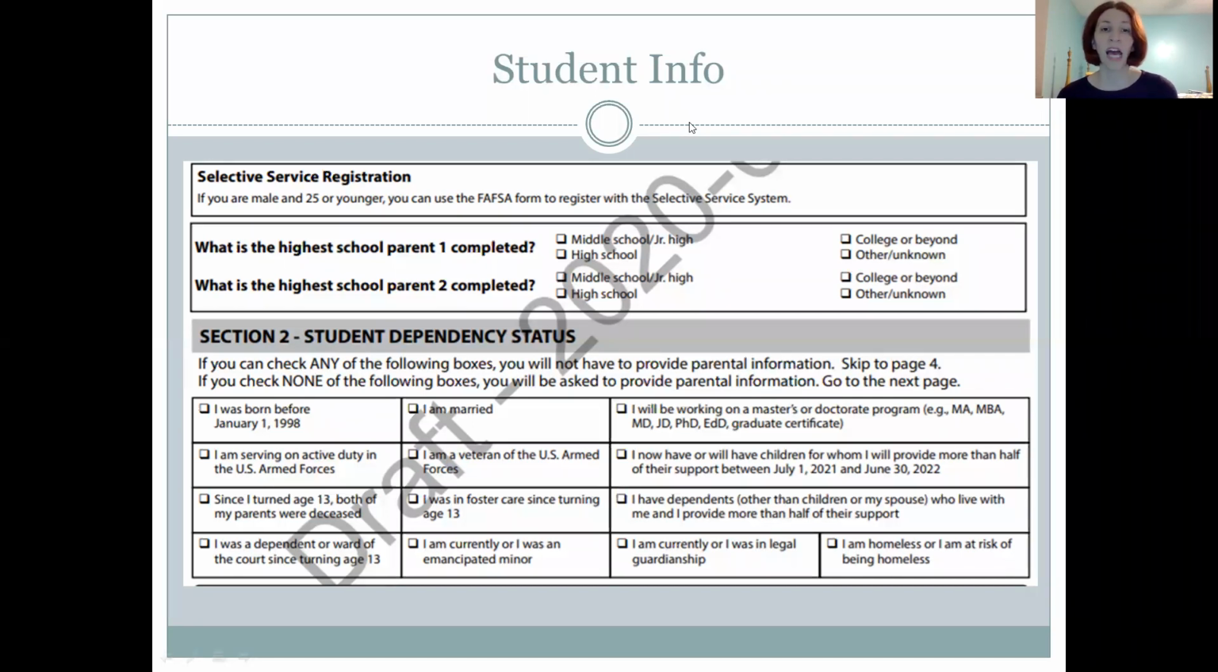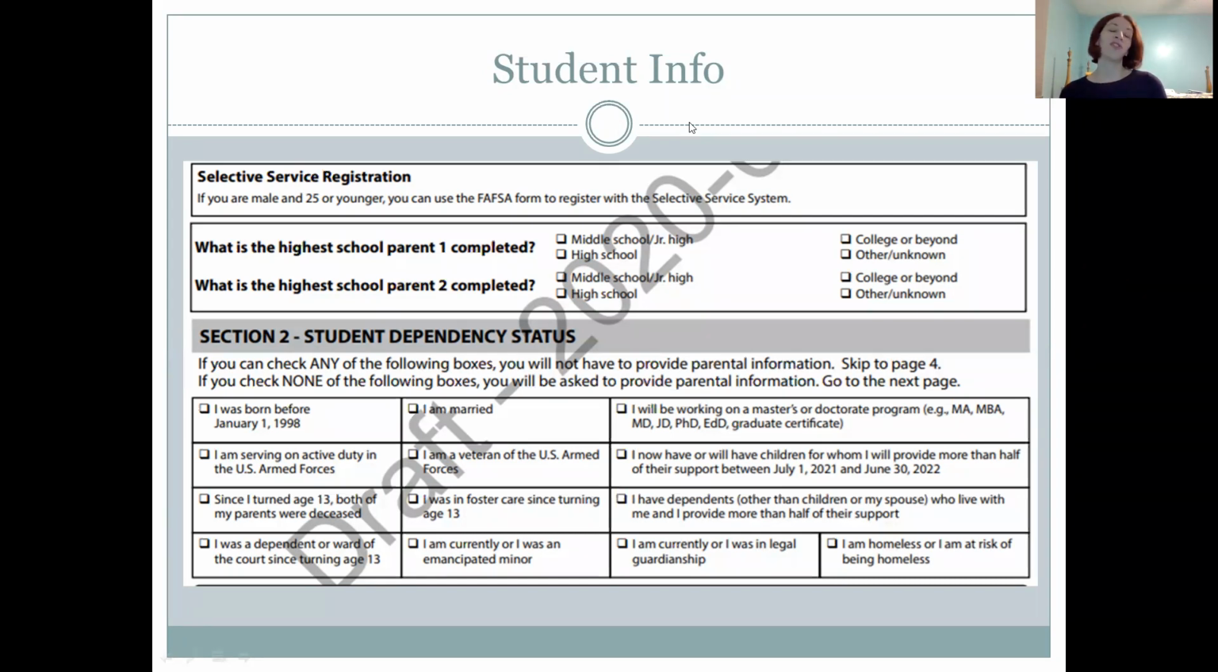This is something that has been talked about potentially going away, but for the moment, it is something that still has to be completed. If the student is 17 at the time of completing the FAFSA, not a problem. It will allow you to complete it for that year, but not for the following year. You would have to sign up for the selective service.